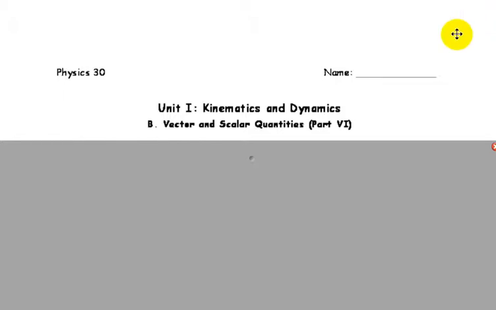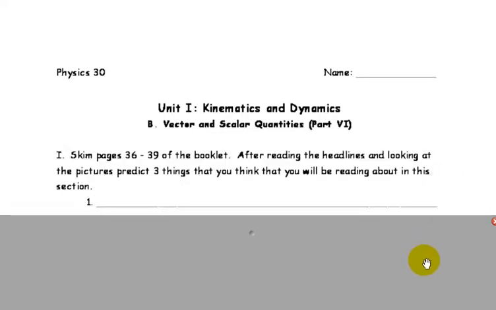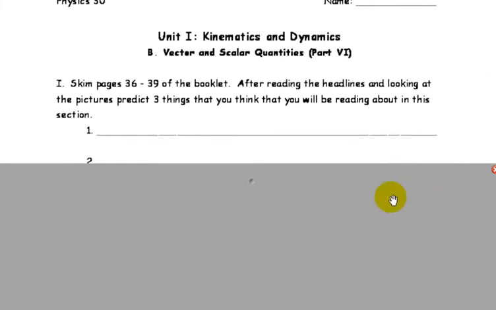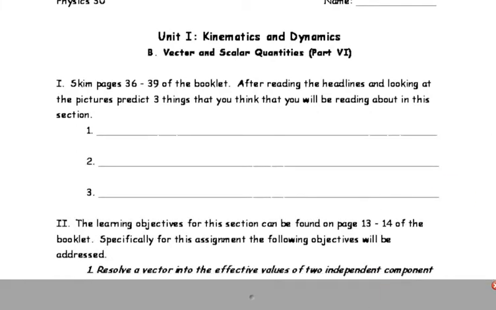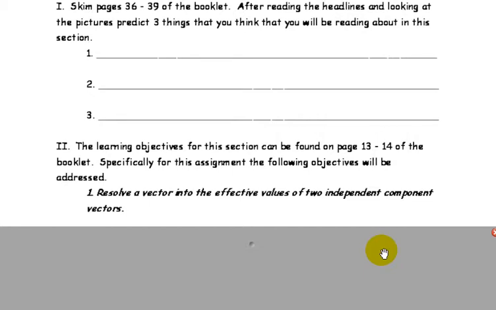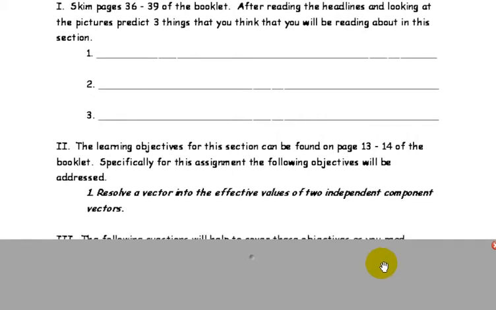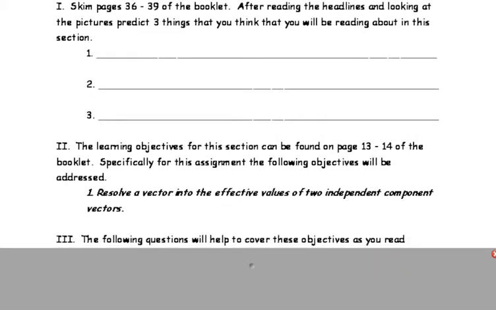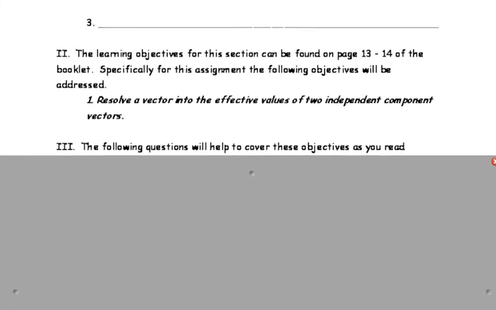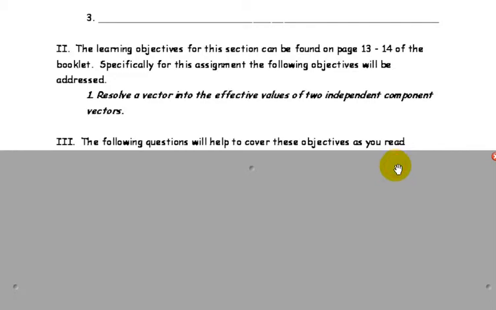Welcome back, Physics 30. This is part 6 of the vector and scalar quantities section, and it pertains to pages 36 to 39 of the booklet. The objectives for this lesson are to resolve a vector into the effective values of two independent component vectors. So we'll look at any vector and think of it as being composed of two vectors.